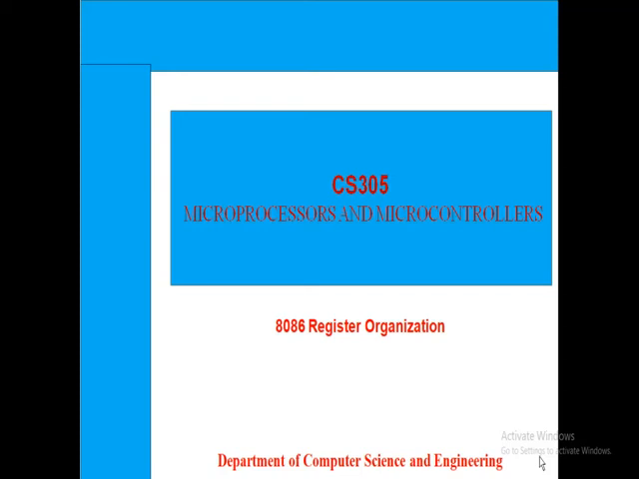Today we will learn about 8086 register organization. 8086 is the first 16-bit microprocessor manufactured by Intel in 1978. This microprocessor architecture is very simple and easy to study.